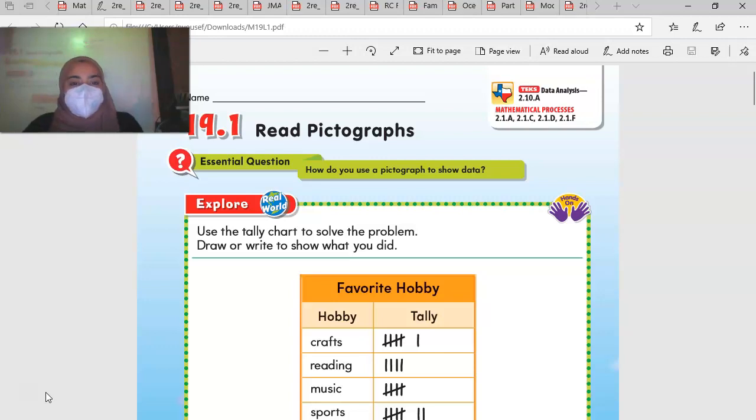We are working on reading pictographs. So the question is, how do you use a pictograph to show data? Use the tally chart to solve the problem. Draw or write to show what you did.